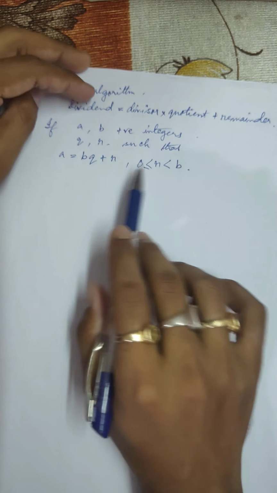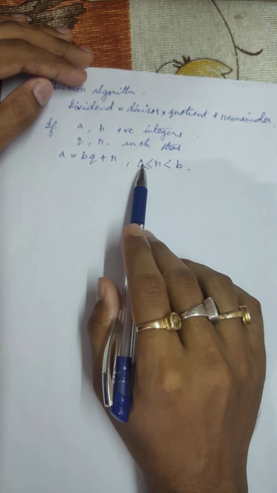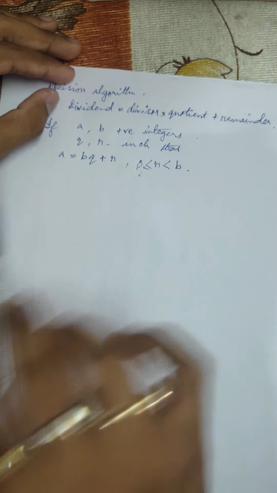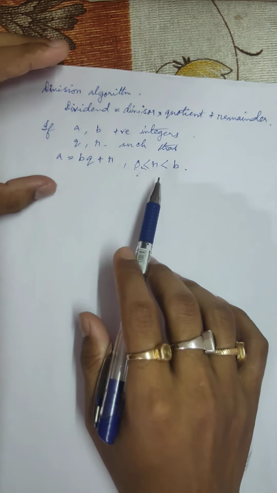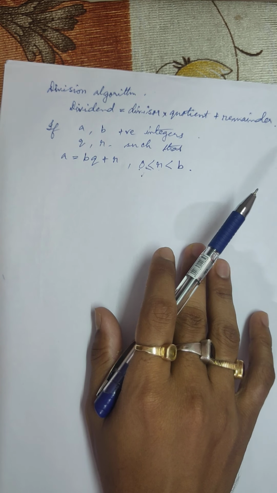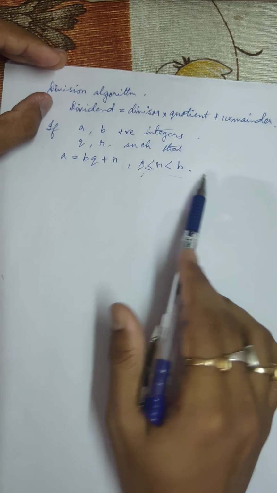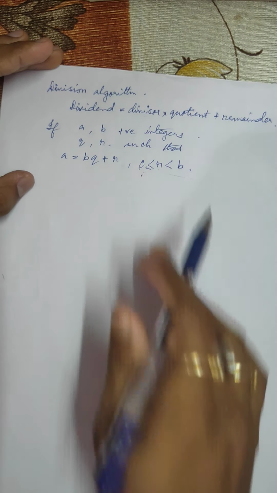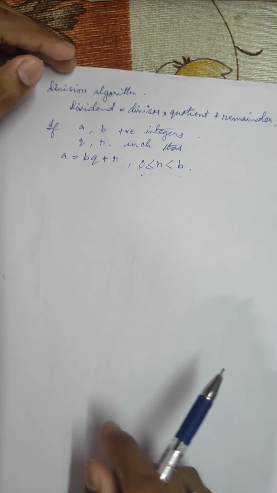So for this condition we have to write r, the remainder, is greater than or equal to 0 but less than b. b is the divisor, and if you carry out any division, you will notice that the remainder is always less than the divisor. So this condition we must mention along with Euclid's division algorithm. Actually it is totally Euclid's division algorithm. You can get it in your book also.